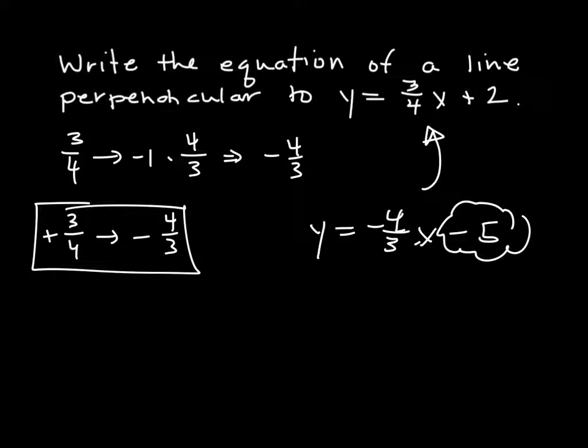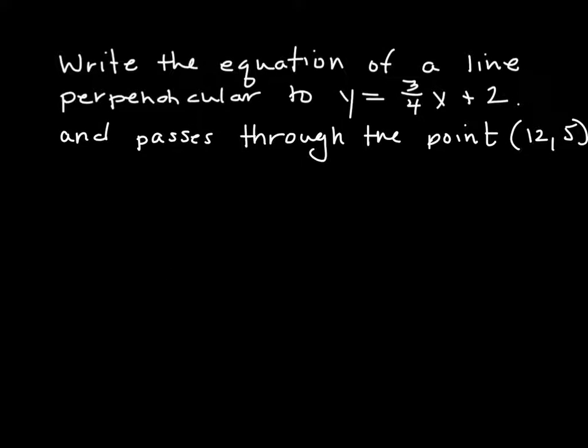So, moving on to the next one. All right, so now I do the same exact problem. y equals 3/4 x plus 2. However, this time I'm telling you to write the equation of a line perpendicular to it. However, I add this extra bit of criteria, and the extra bit of criteria is that it also has to pass through this point (12, 5). Well, if you haven't watched my video on finding the equation of a line passing through 2 points, I highly suggest doing so because you can't do this problem without it.